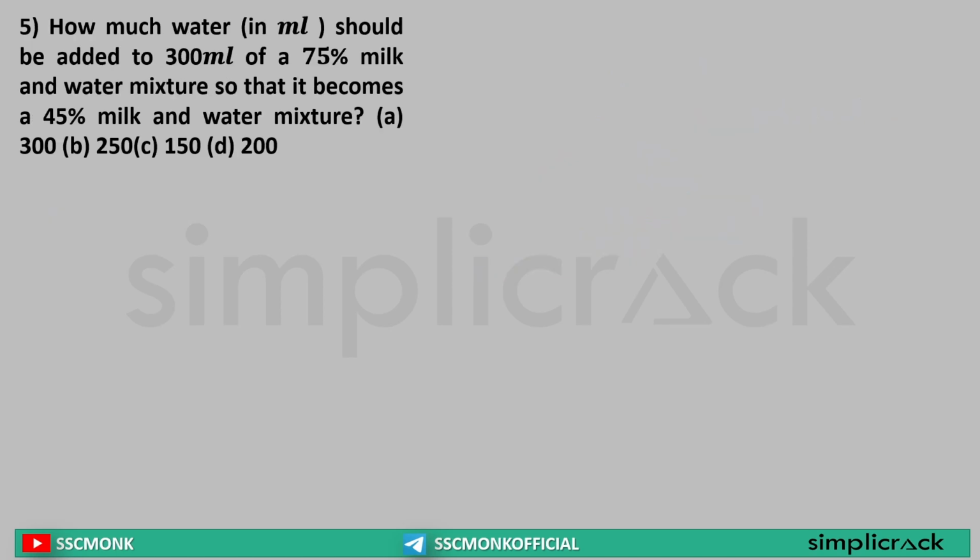Okay, next. How much water should be added to 300 milliliter of 75% milk and water mixture? So what it is saying, sir, milk here, water here. Milk 75%, that means the rest is water, that is 25%. Sir, this can be written in the ratio of 3 is to 1 if I divide it by 25. Yes or no? Yes. Now this many is equal to what? 4 part. This 4 part is equal to what is given? Sir, 300 milliliter. That means 1 part is equal to 300 by 4, that is equal to 75 milliliter.